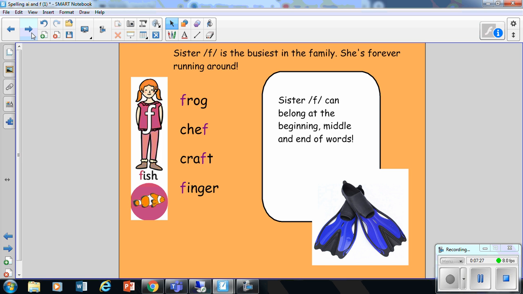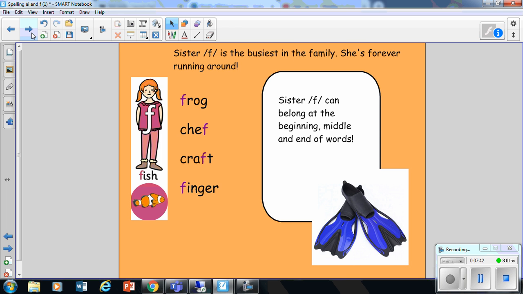So many different ways that she is used in words. That's why she's always running around. She's so busy she can't sit still. She's always making other people's jobs easier by fitting in wherever necessary.